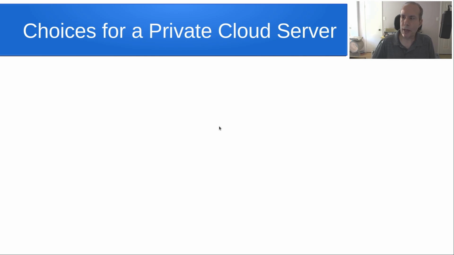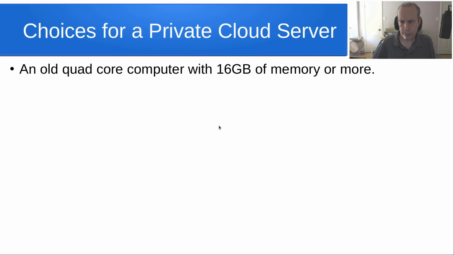So choices for a private cloud server. Well, an old quad-core computer with 16 gigabytes of memory or more. So I don't say a dual-core computer because if you got more than one container running on something, you're pretty typically going to require a little bit more compute power, and more cores is better. More memory is obviously better, but that's all based upon affordability.